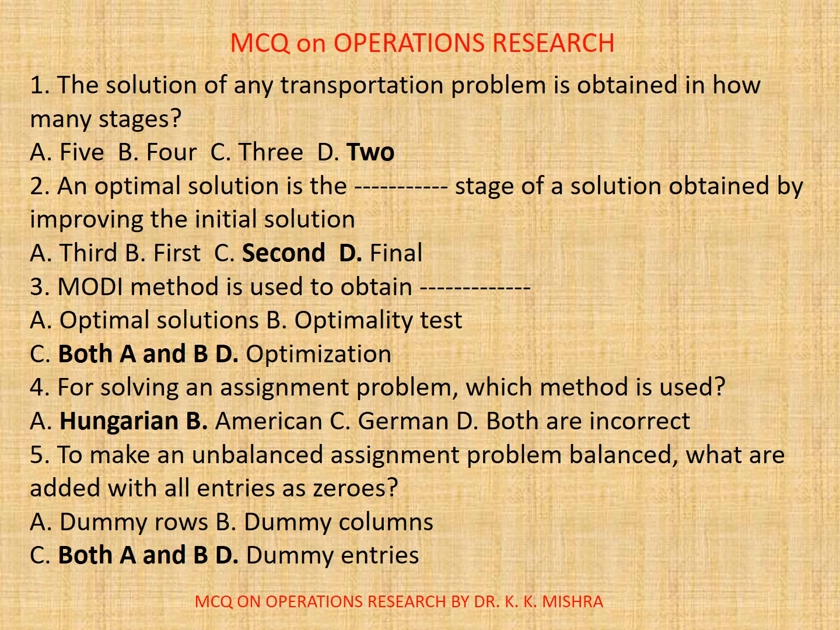Question number 1. The solution of any transportation problem is obtained in how many stages? The correct option is D. Question number 2. An optimal solution is the dash stage of a solution obtained by improving the initial solution. A. Third. B. First. C. Second. D. Final. Correct option is C, second.